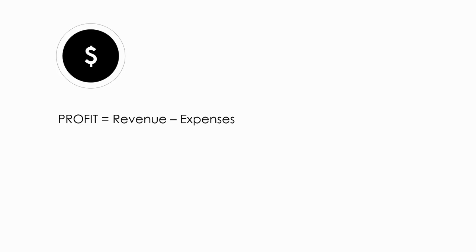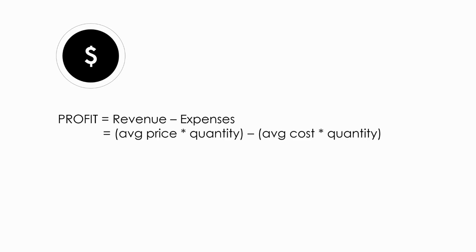Profit. I want to walk you through a very basic formula for profit. This is important because it will help you sell your marketing initiatives internally and help you prioritize what you should be working on. It's really quite simple. Profit equals revenue minus expenses, but we can expand this to understand what drives revenue and what drives expenses. So now we have profit equals average price times quantity minus average cost times quantity.